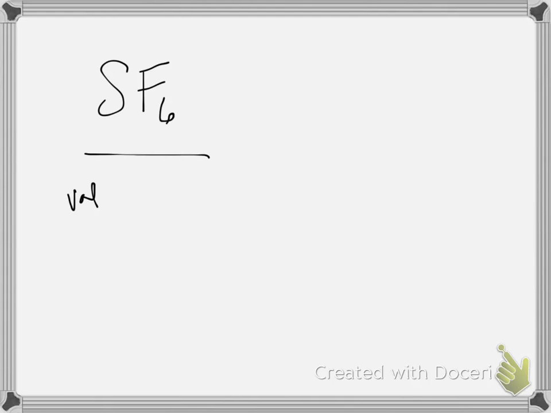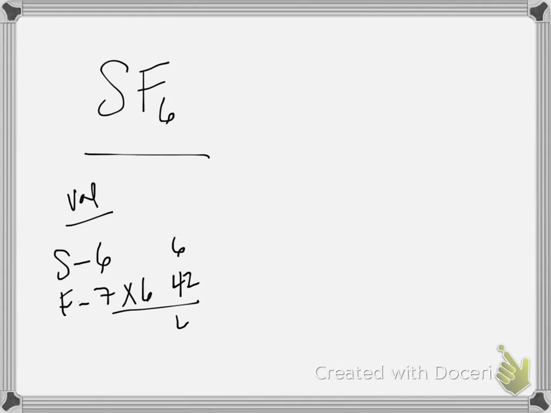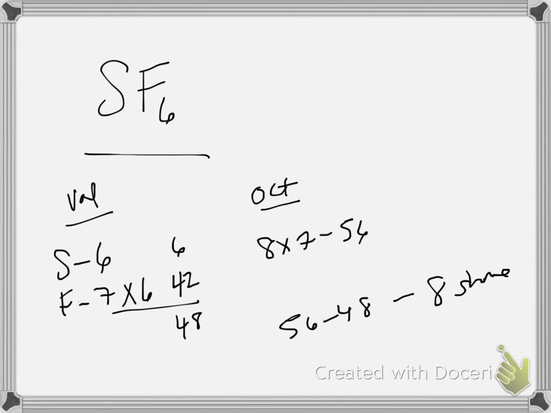So we'll do the valence first. And sulfur comes in with 6. Fluorine comes in with 7 times 6. We have 6. We have, what's that, 42? So we have 42 valence electrons. If everybody was satisfied with octet, everybody here wants 8, so we would have 8 times 7, 56. So 56 minus 42, we have what? 8 shared, which means we have 4 bonds.